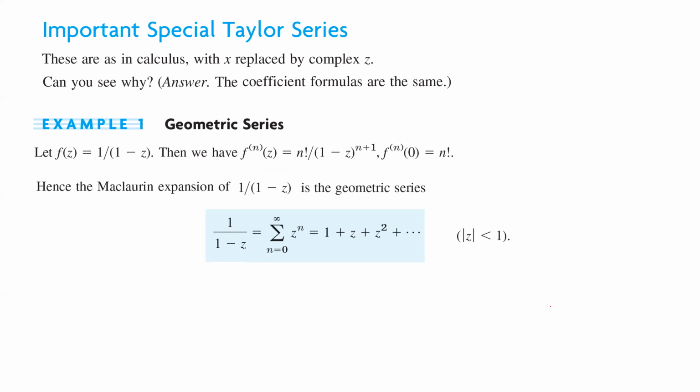For example, 1 over 1 minus z becomes a geometric series, the sum of z to the n. So f of z is singular at z equal to 1. This point lies on the circle of convergence. So this is the neighborhood of convergence of this series. It's only convergent within the unit circle.